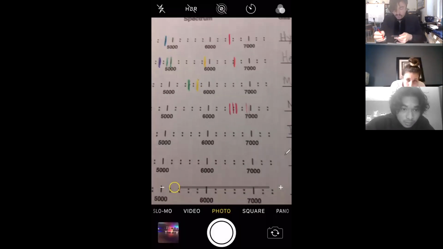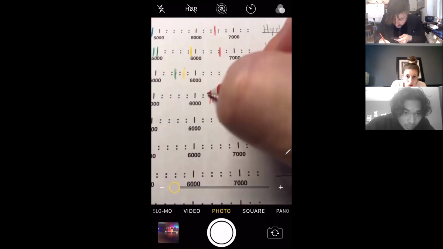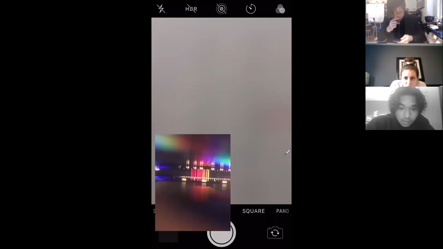But we've got 1, 2, 3, 4, 5 between 650 and 620. So I'm gonna do 1, 2, 3, 4, 5. Then I'm gonna start drawing in some orangey ones. Some around 620, 1, 2, 3, 4 oranges, maybe.